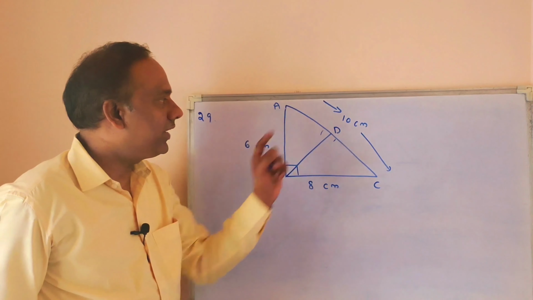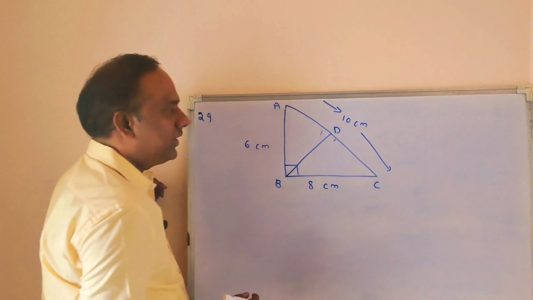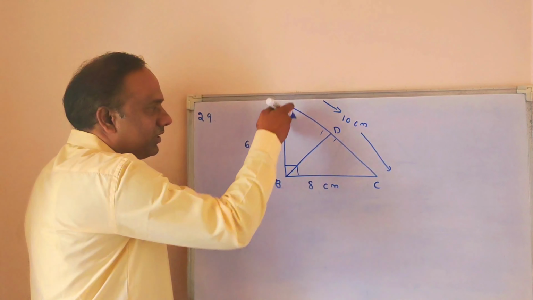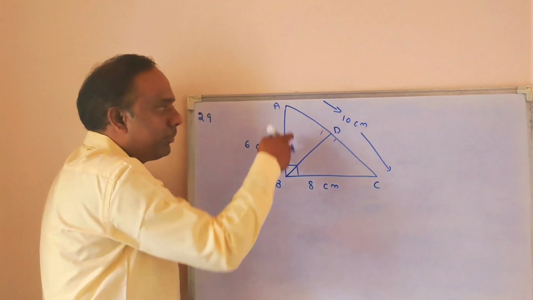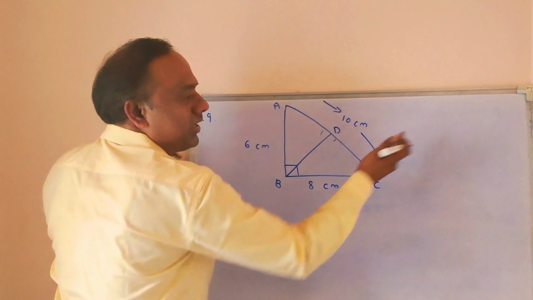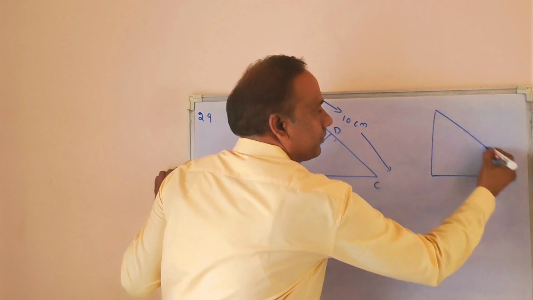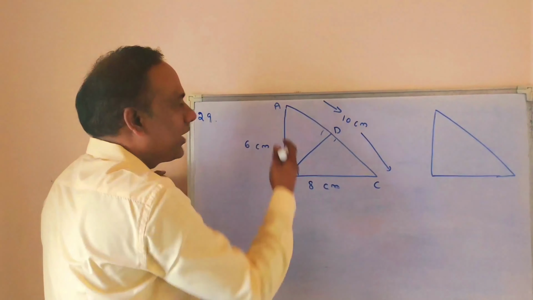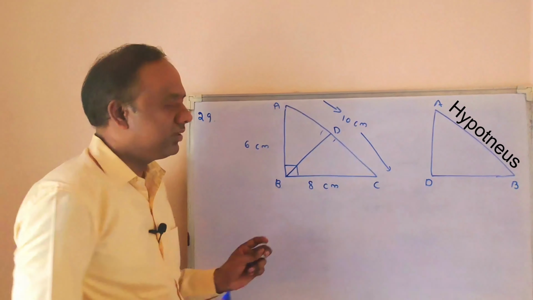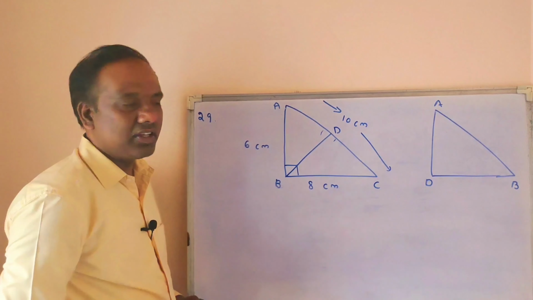So here we can calculate the distance AD. Triangle ABC is similar to triangle ADB here. In the triangle, AB is the longest side, and the longest side is the hypotenuse. I'll show the diagram here. So longest side is hypotenuse. So these two triangles are similar. Similar means corresponding sides are in the same ratio.